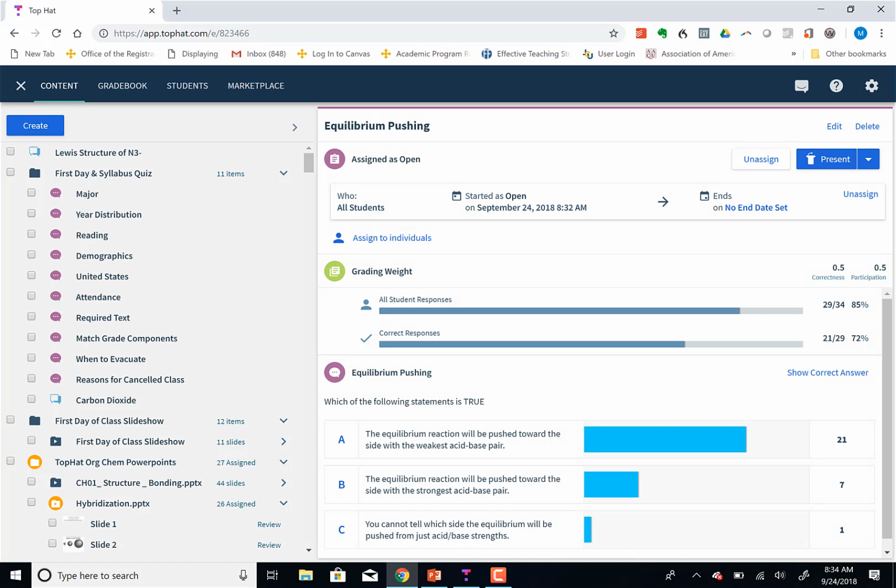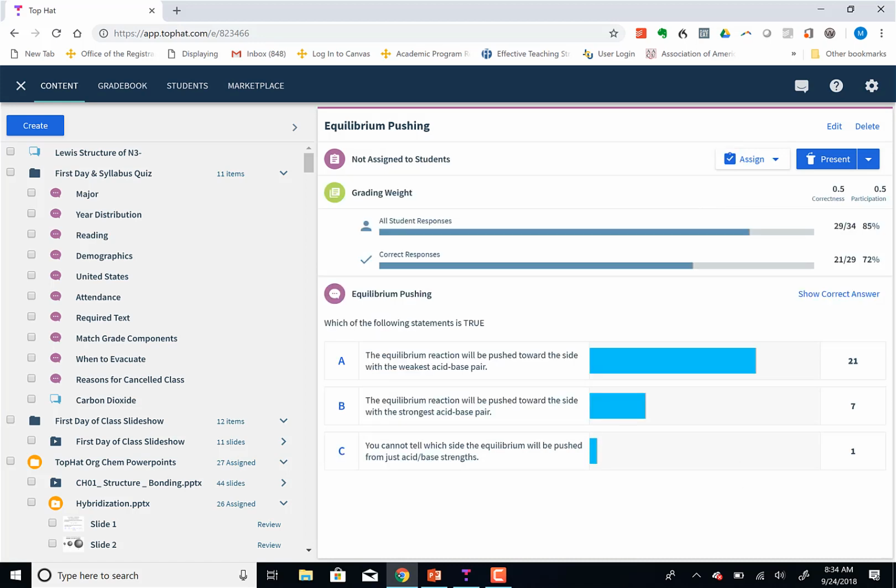Okay. The majority say the equilibrium is pushed towards the side with the weakest acid-base pair. So whenever we look at an equilibrium, we're always going to have the strongest acid with the strongest base, and then on the other side, the weaker acid and the weaker base. Could be either way, but they're always together. And so it always pushes towards the weakest side.